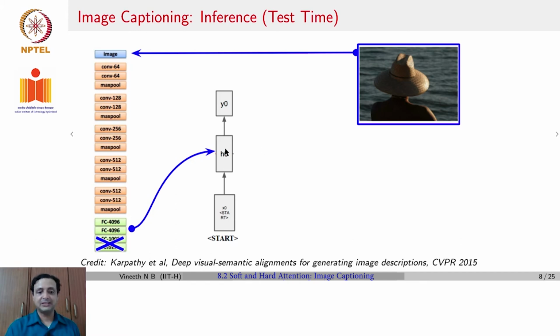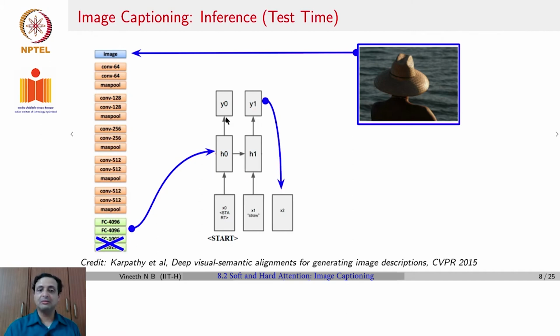So the RNN receives the start token as well as the FC7 representation of the input image, and together these result in a certain output Y0, and that Y0 is then used as X1 to generate a new word Y1, and Y1 is given as input X2, and that generates a new word. And if that final word is the end token, you know you have completed your generation of words, which in this case is straw hat.